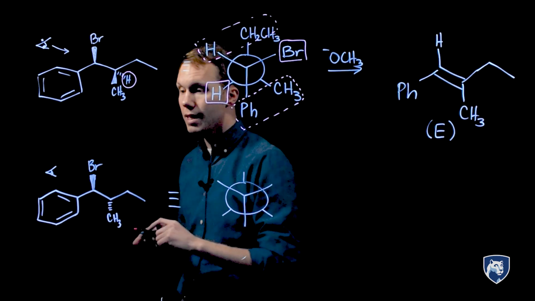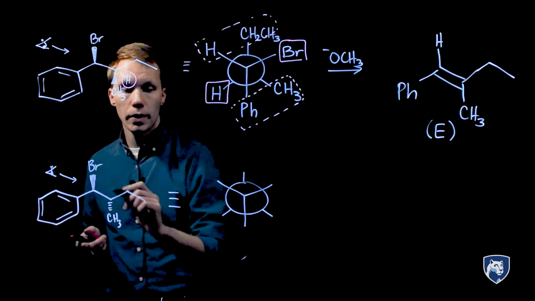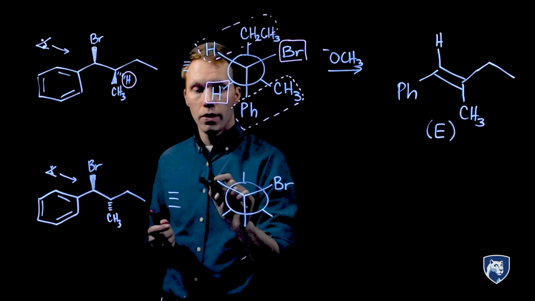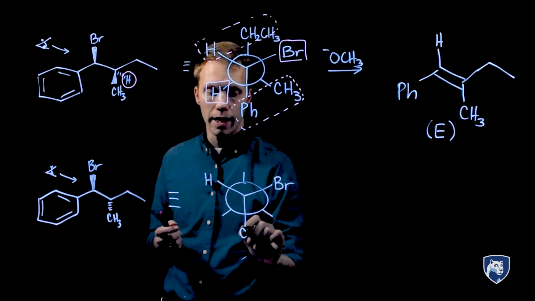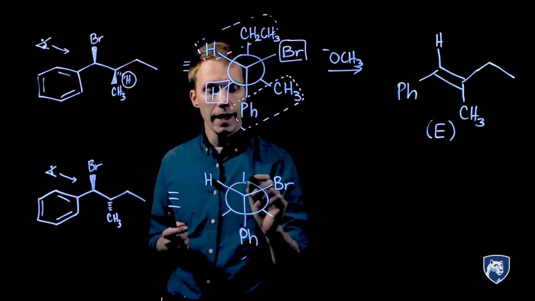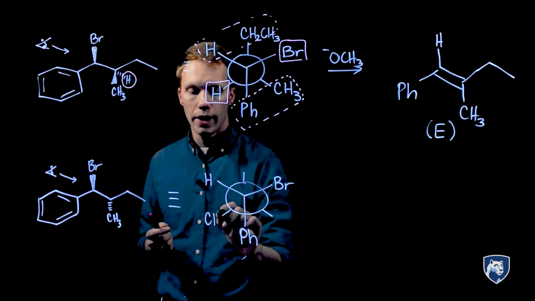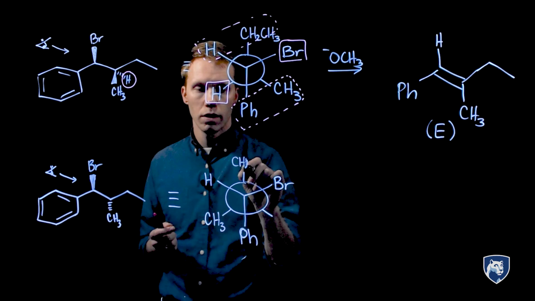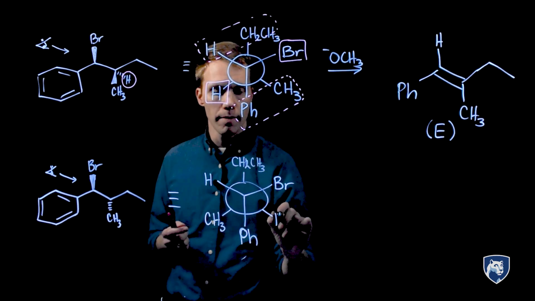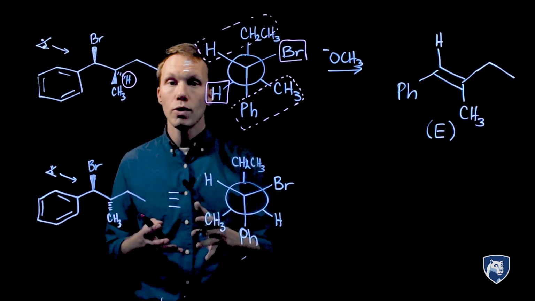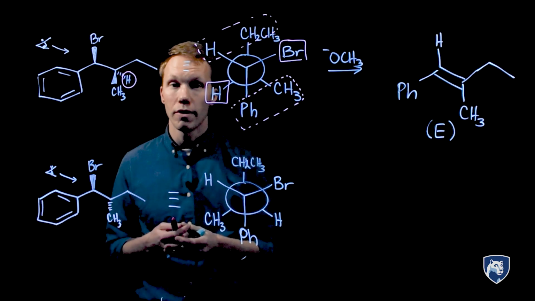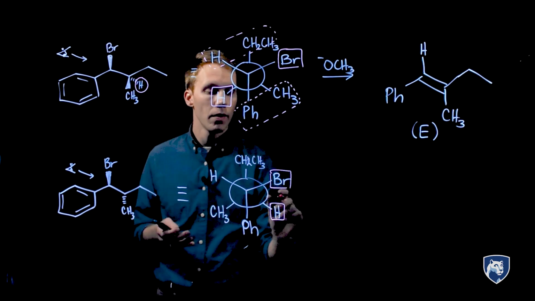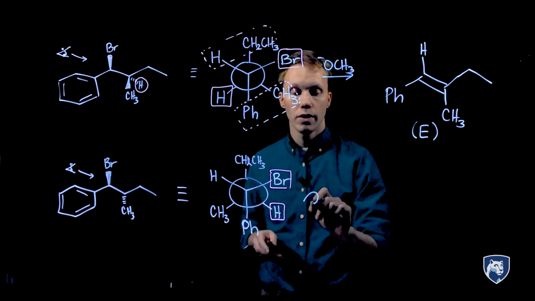If we look at the second example, again, building our Newman projection by looking down that bond in the same way, the front looks the same. This is my phenyl group. And in the back, the methyl group is now here, my CH2CH3 group, and my beta hydrogen. Are the leaving group and beta hydrogen anti in this conformation? They are not. They are gauche, and so this conformer is not the reactive conformer.